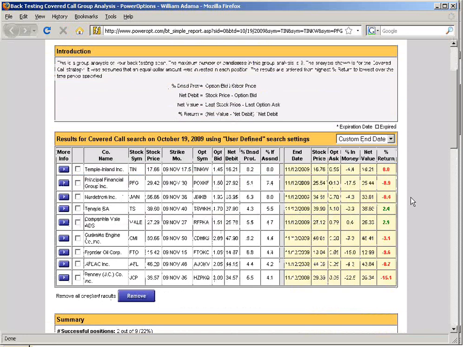This is one of the reasons, by the way, that I usually look for covered calls, naked puts, and bull put credit spreads that do not have an earnings date between now and expiration.